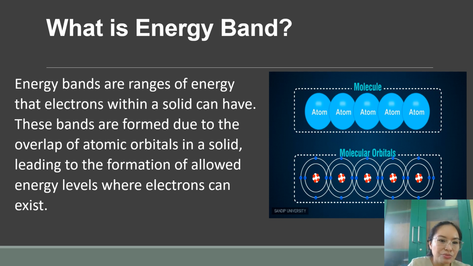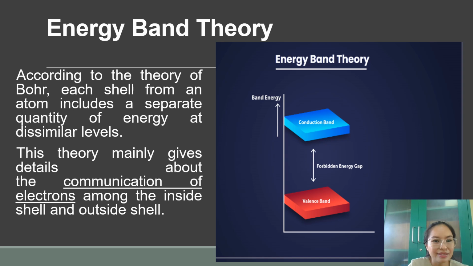These are ranges of energy that electrons within a solid can have. These bands are formed due to the overlap of atomic orbitals in a solid, leading to the formation of allowed energy levels where electrons can exist. Now, we have a theory here.